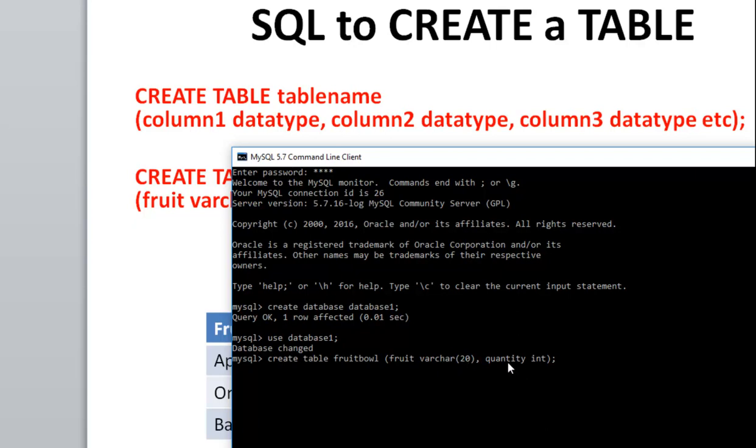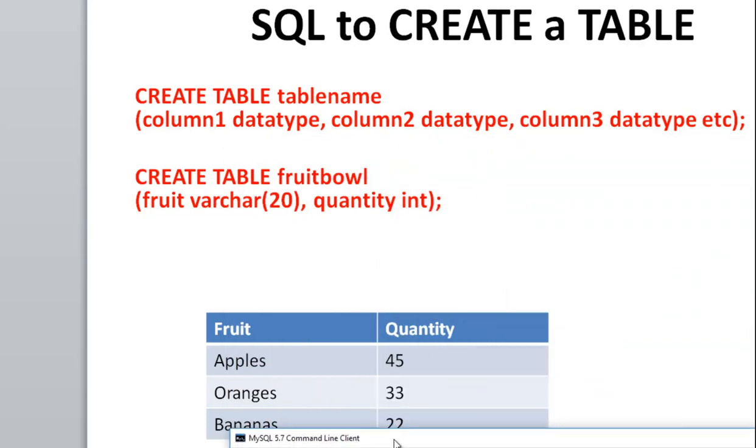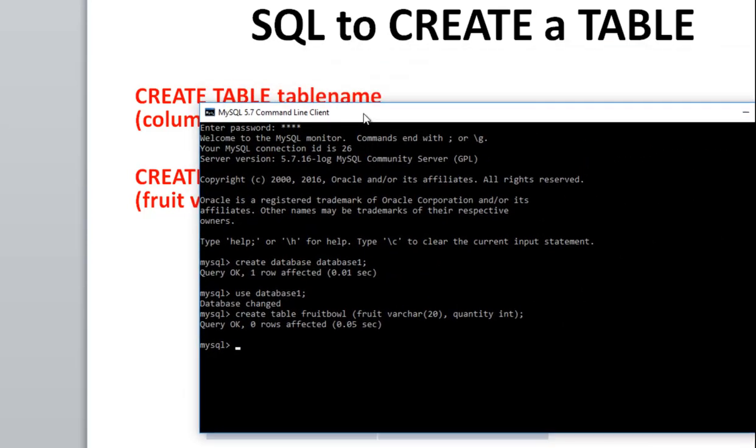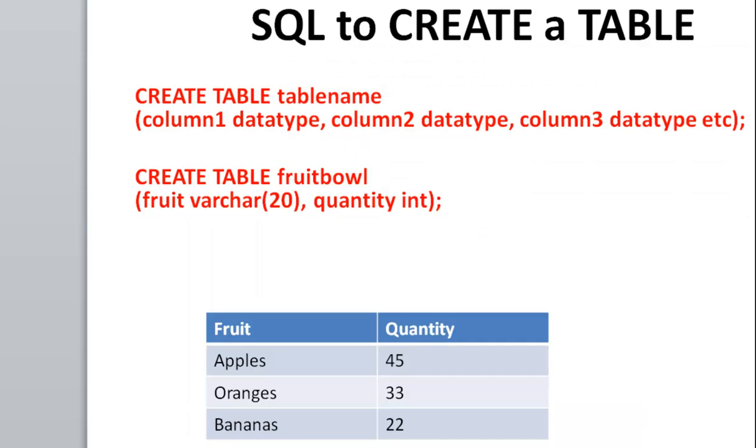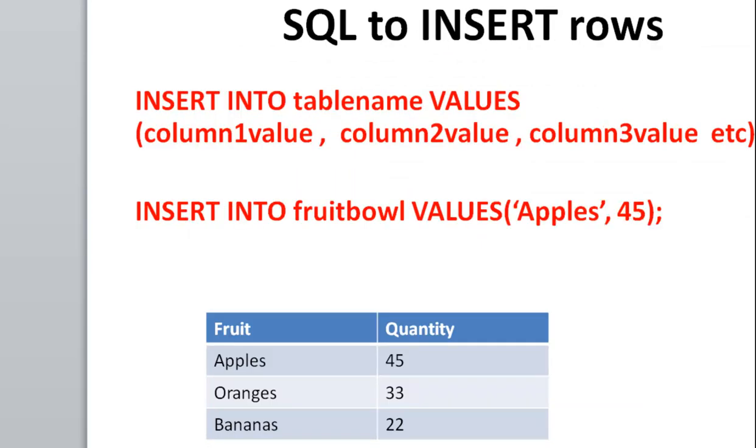Quantity of fruit is the second column heading, and that uses integer data types. When I press enter it says query OK, and then we're going to insert rows. So we need apples, oranges and bananas, and for that I'm going to use this insert statement. So insert into table name values, then open brackets, column 1 value, comma, column 2 value, comma, column 3 value, then eventually close brackets and a semicolon.